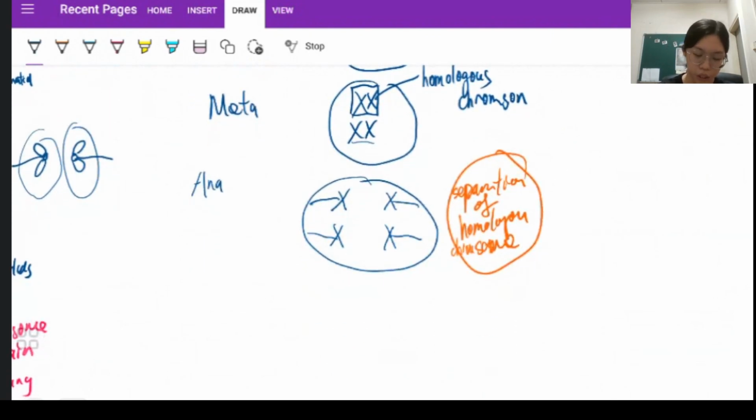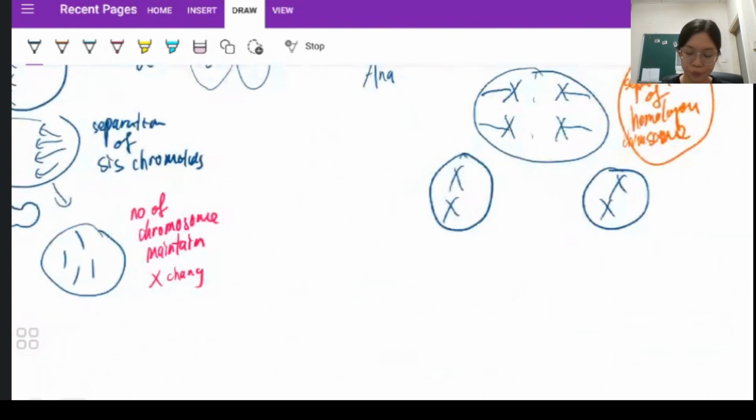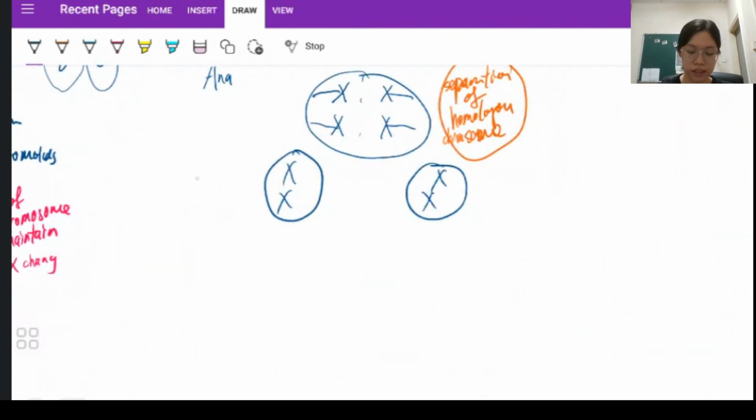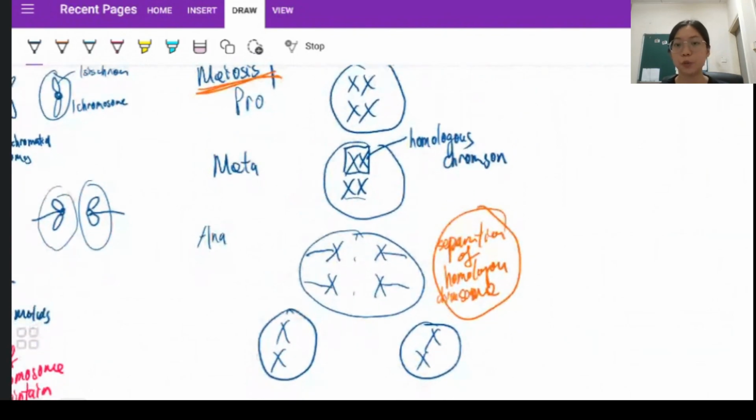So it ends up in what? It ends up in 2 cells, and each of them looks this way. Yeah, ends up with 2 cells already because they got separated. So this is after meiosis 1. Now let's proceed to meiosis 2.